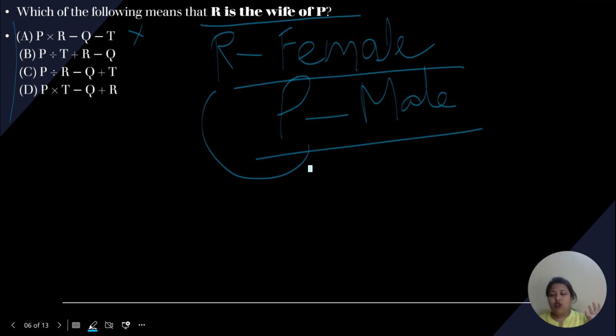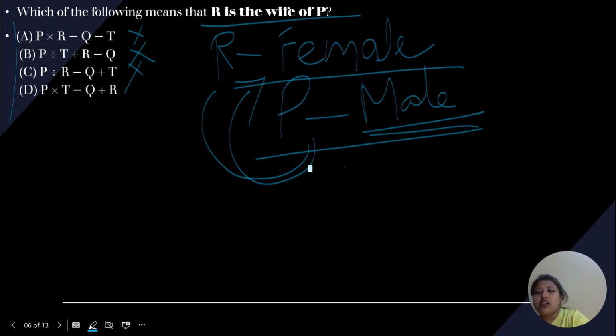First equation gone wrong. Next, P divided by T means P is the mother of T. How can it be? P is the male. We cannot just change the gender in the middle of the question, so it is again wrong. Again, P divided by R means P is the mother of R. No, no, no. P is the husband of R. So again a wrong option, and the last one is left out.